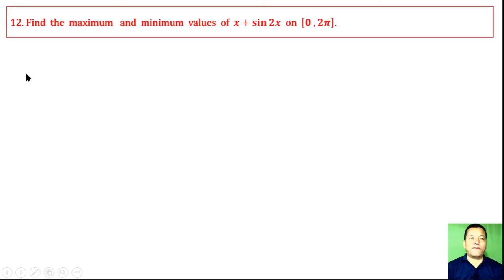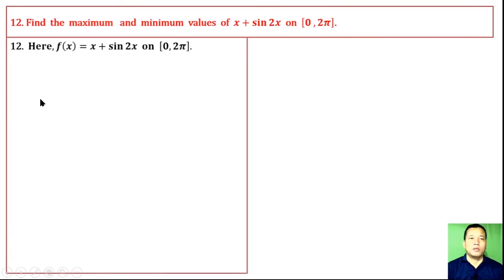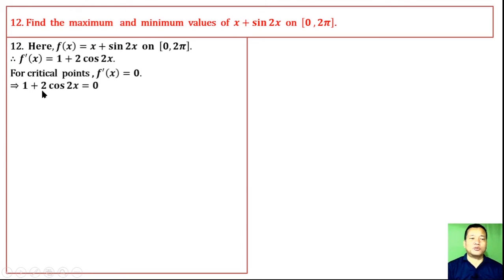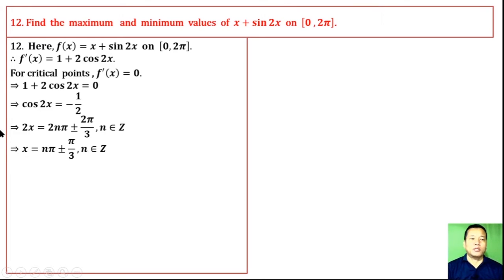For question number 12, find the maximum and minimum values of x plus sine twice x on the closed interval 0 to twice pi. Here f of x is this, whose derivative is this. For critical points or for maxima or minima, f dash x equal to 0 gives 1 plus twice cos twice x equal to 0. That is cos twice x equal to minus half. And twice x equal to twice n pi plus minus twice pi by 3, n belongs to Z. x equal to n pi plus minus pi by 3.